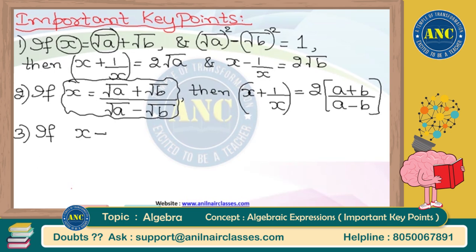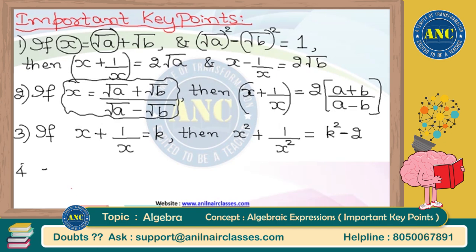That means what I am talking about basically is, if x plus 1 by x is equal to k, some constant, it can be any constant, I am just calling that constant k, then I can easily say that x squared plus 1 divided by x squared will be equal to k squared minus 2. We have solved so many questions of this format also. That means if x plus 1 by x is equal to k, then x squared plus 1 by x squared will be k squared minus 2.